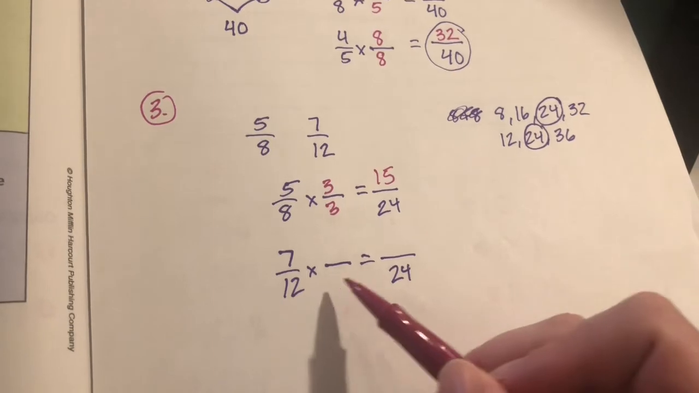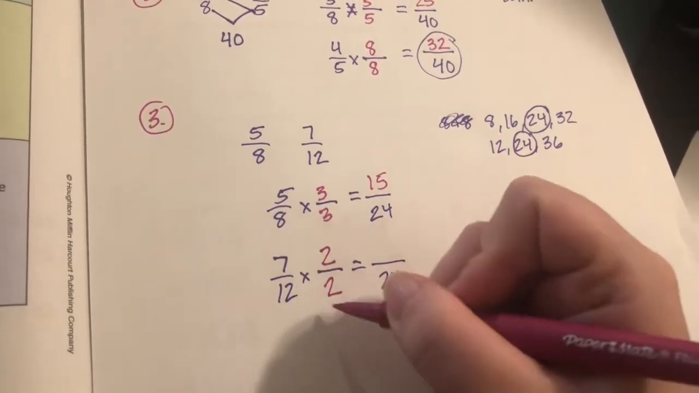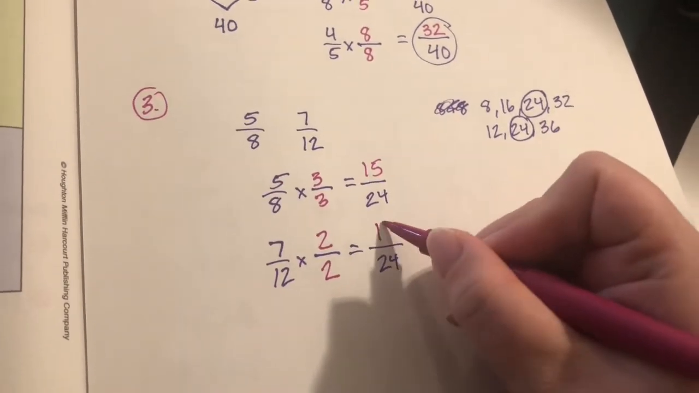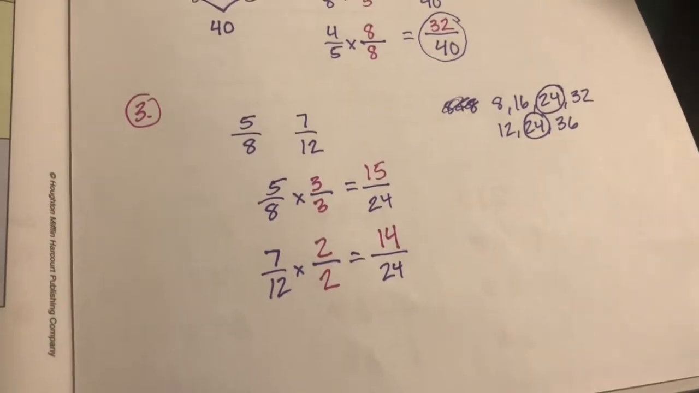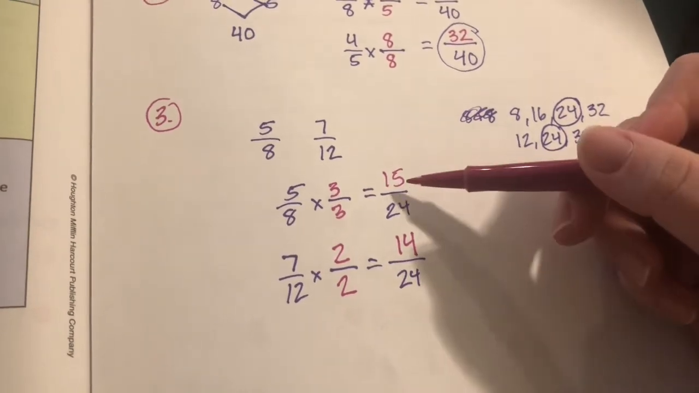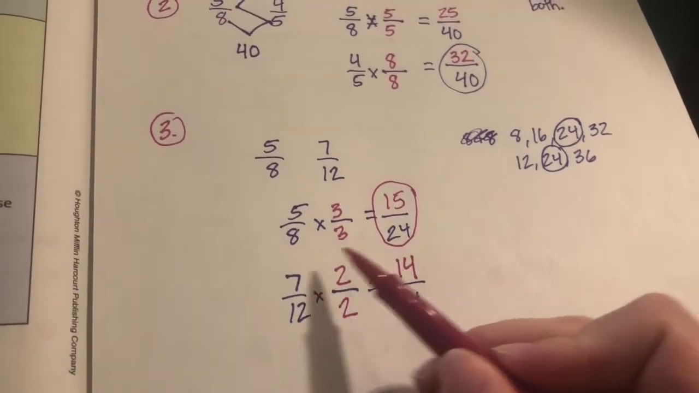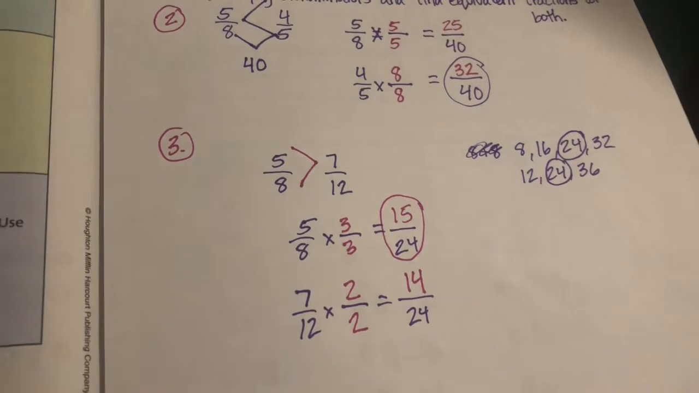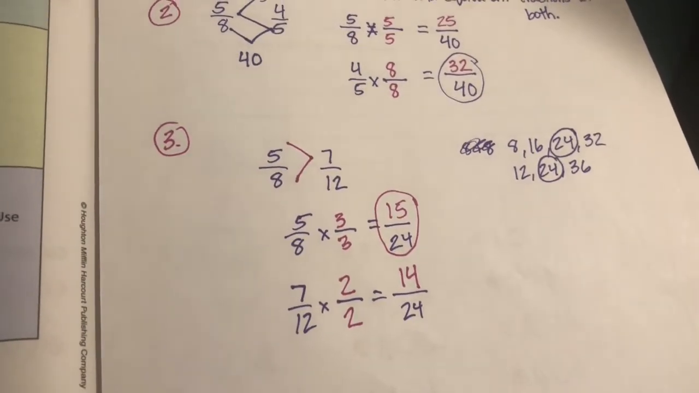And 12 times what gets me 24? 12 times 2. So my 1 is going to be 2/2. 7 times 2 is 14. Look how close those two fractions were. So we have 15/24 and 14/24. It looks like 15/24 is the bigger fraction. 15/24 was equivalent to 5/8, so 5/8 is the bigger fraction.